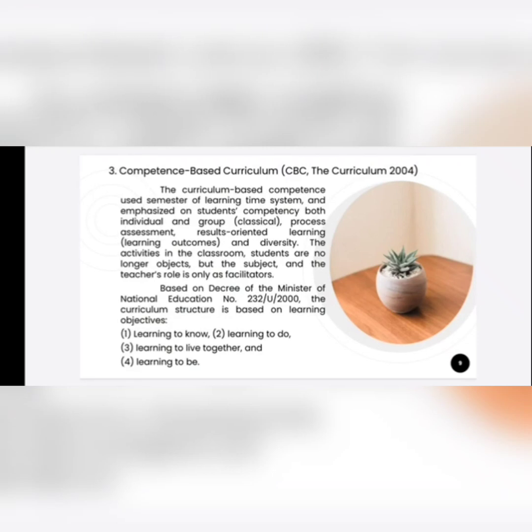First, learning to know. Second, learning to do. Third, learning to live together. And the last, learning to be.